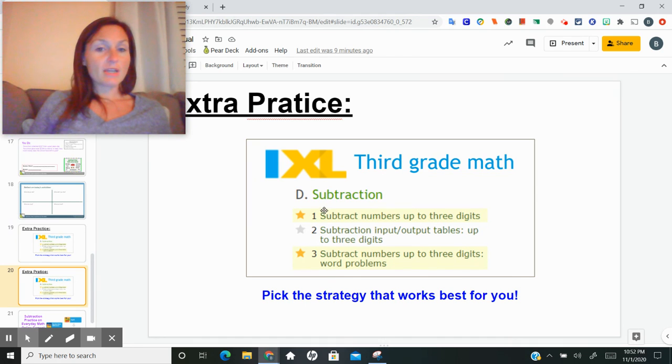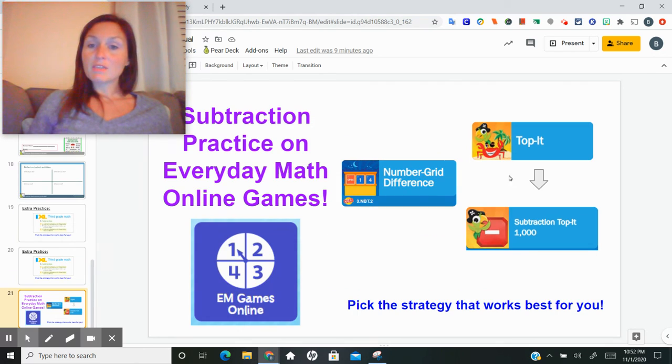Okay, so either way, D subtraction, number 3 here is where I would go if you really want to practice those word problems. That's where we're kind of struggling on evaluate. So this would be a good one for you to do. And then if you want some extra practice on games, here are some subtraction games you can play on Everyday Math.